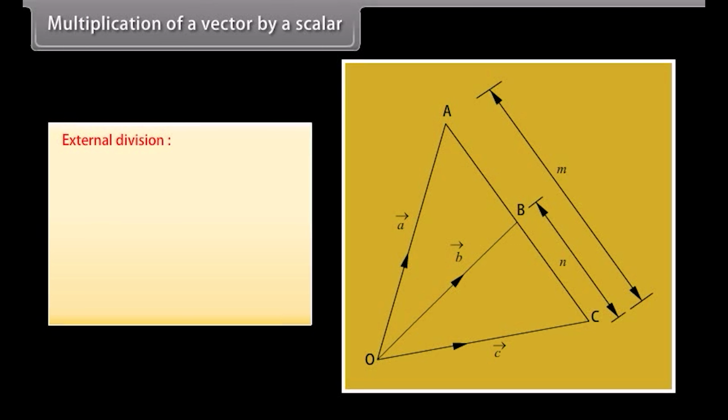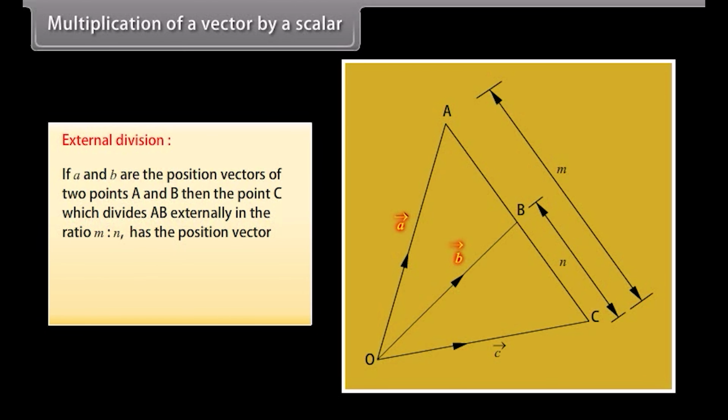External division. If A and B are the position vectors of 2 points A and B, then the point C, which divides AB externally in the ratio m:n, has the position vector vector C equals (m into vector B minus n into vector A) by (m minus n).